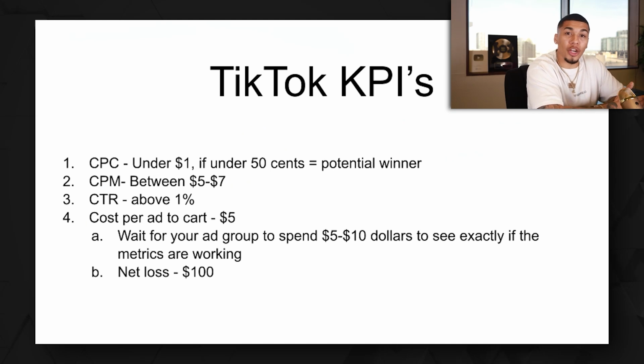So the first one is going to be cost per click. And like I said, you want to see this under $1, but if you see a real winner, it's probably going to be under 50 cents. And what this is saying is how much it is costing for somebody to see your ad and click on your website.